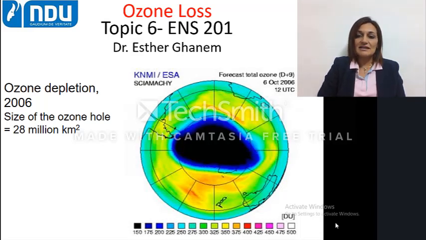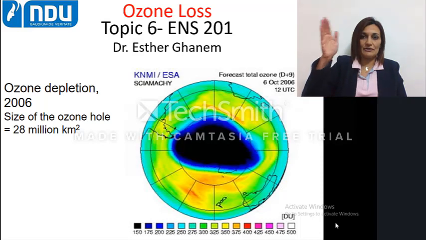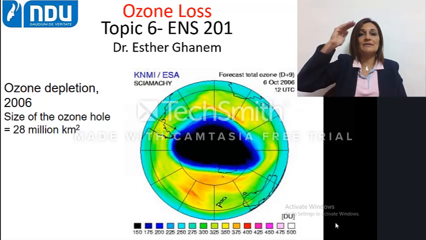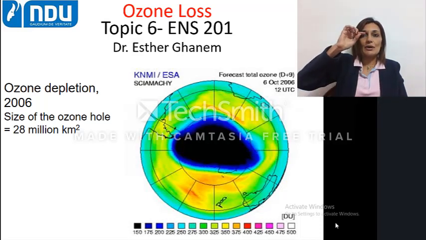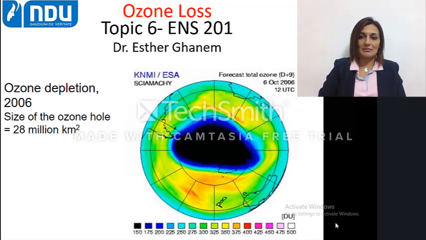Here we can see an image from 2006 taken by a satellite. Remember, the ozone is in the stratosphere, which is the second layer of the atmosphere, and it stretches up to 36 kilometers. So this is where the loss is taking place, and from a satellite the area covered by the ozone loss is around 28 million square kilometers.